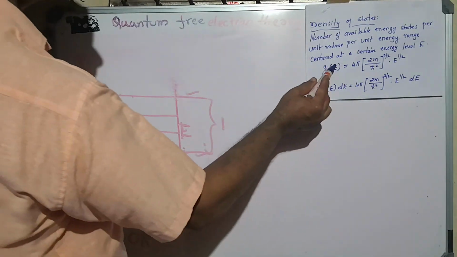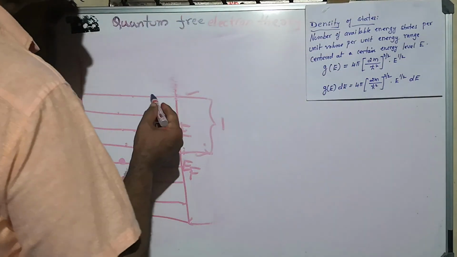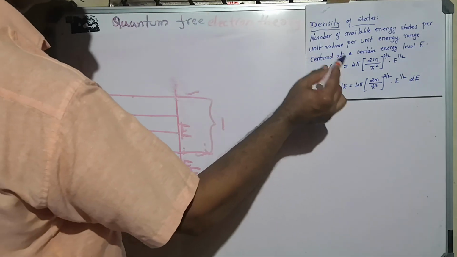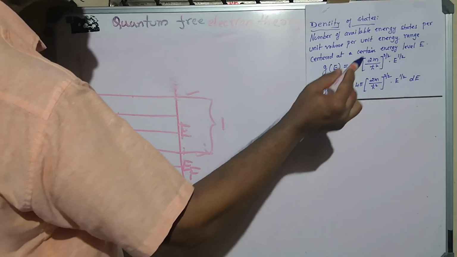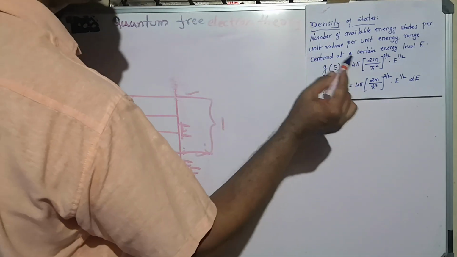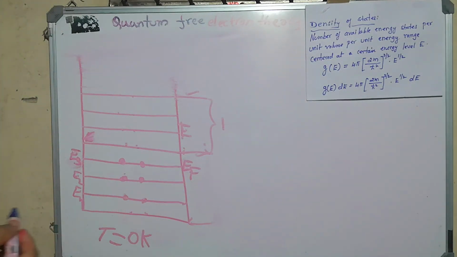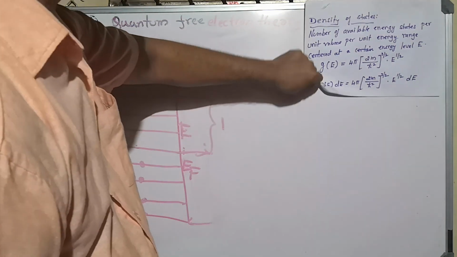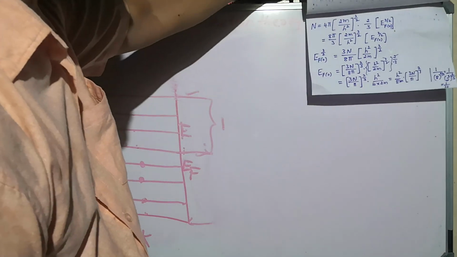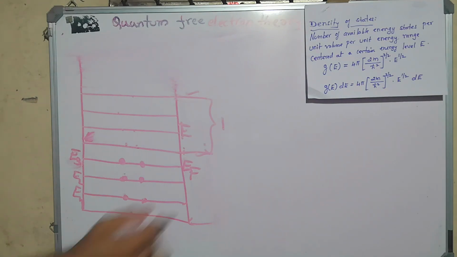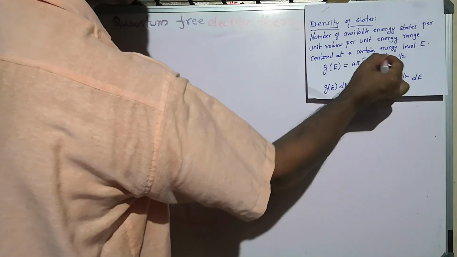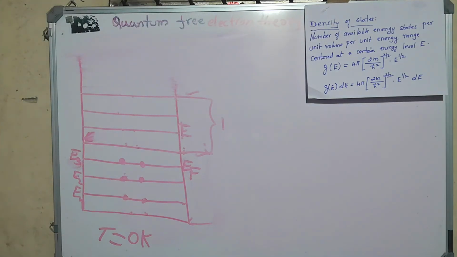It can be shown that G of E is equal to 4 pi into (2m by h cut square) whole to the power 3 by 2 into E to the power half. H cut means h divided by 2 pi. Sorry, this is 4 pi into (2m by h square) to the power 3 by 2 into E to the power half.